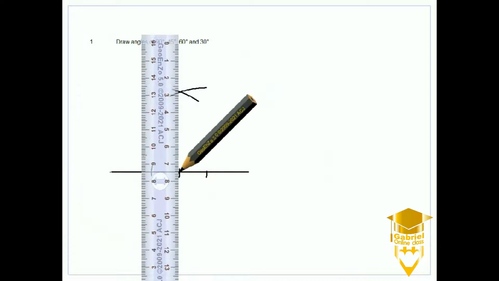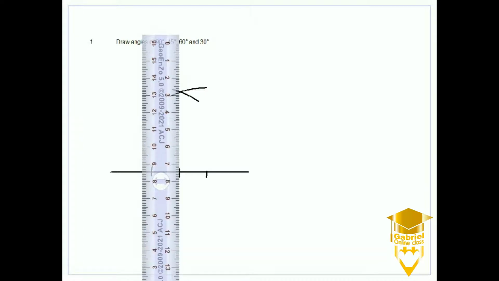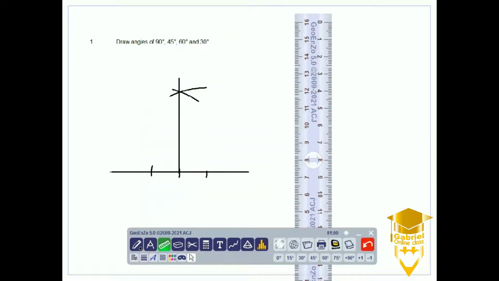We need to be sure that it's accurately touching the bisection. Okay, so this is 90 degrees. The angle of this perpendicular line to the horizontal line has formed 90 degrees. Now we need to bisect 90 degrees to get 45 degrees.